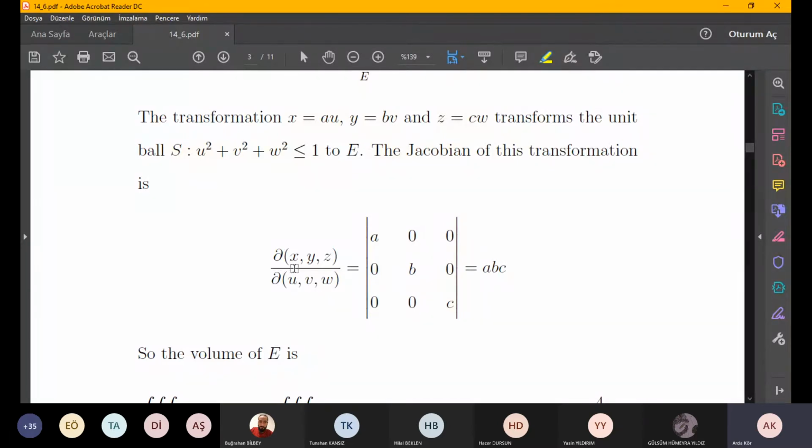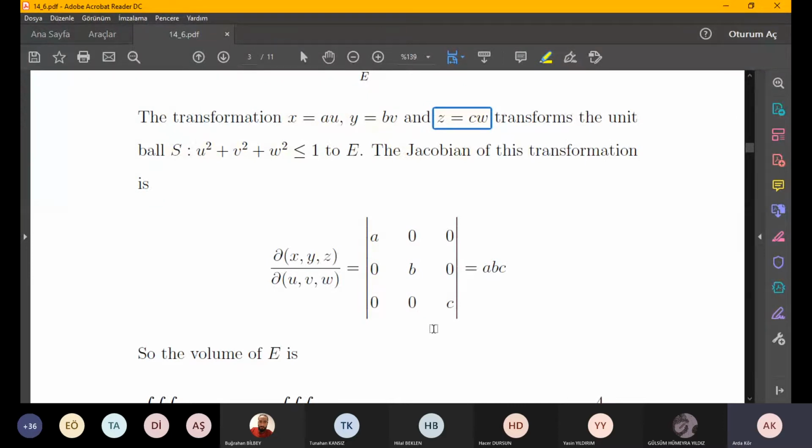And the second row will be the partial of y with respect to u, so that will be 0. The partial of y with respect to v will be b, and also the partial of y with respect to w has to be 0 for this transformation. So the last row, where that is c times w, the last row has to be 0, 0, c.